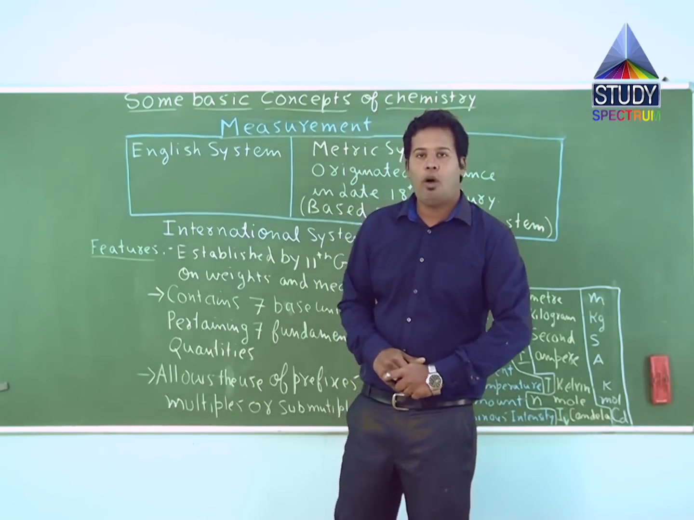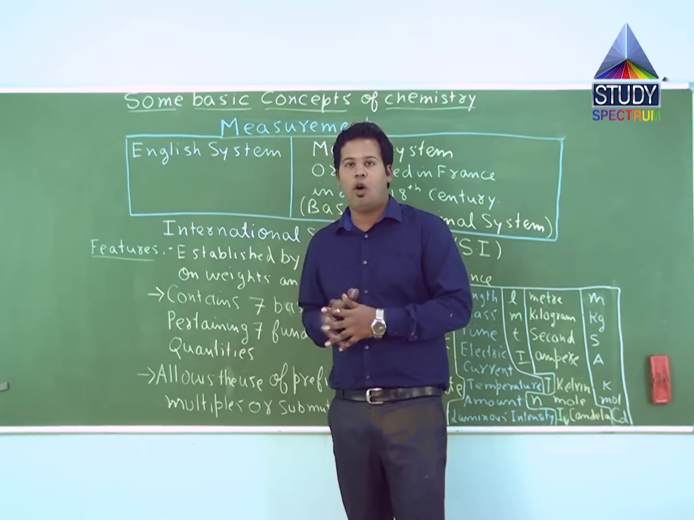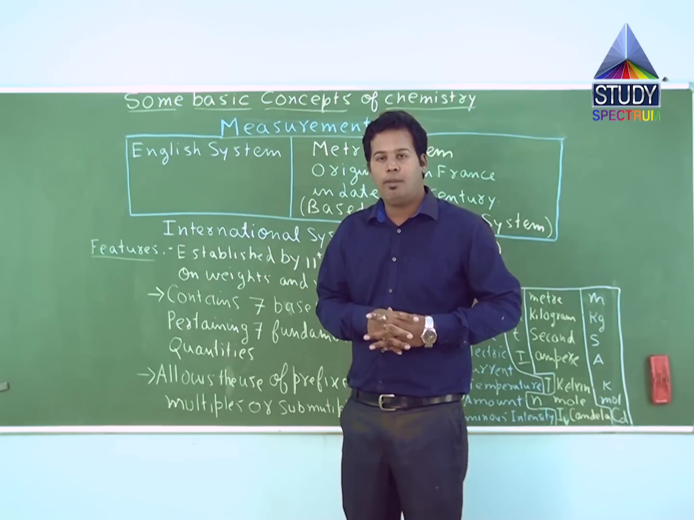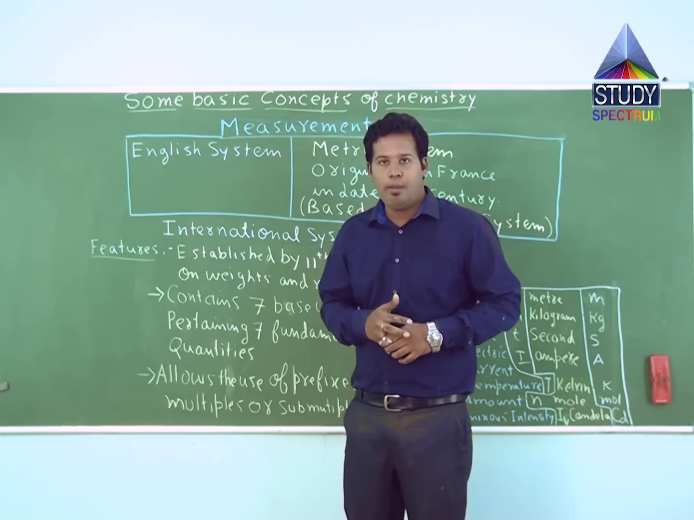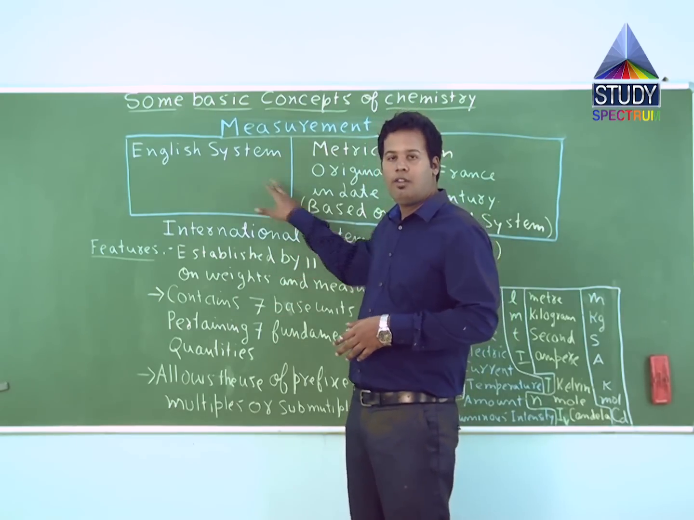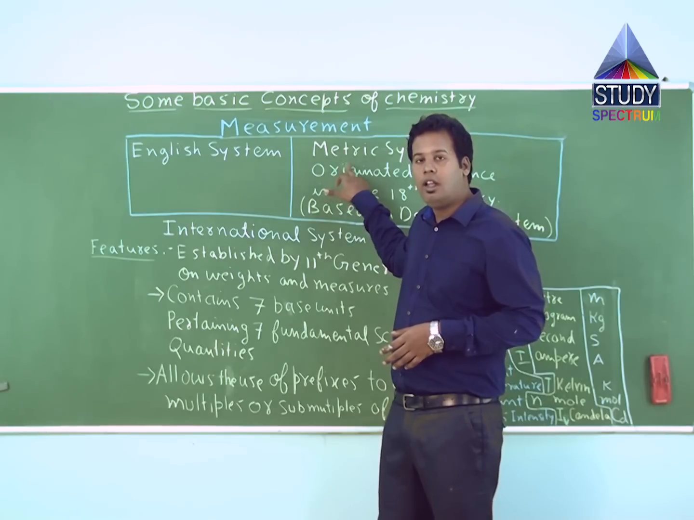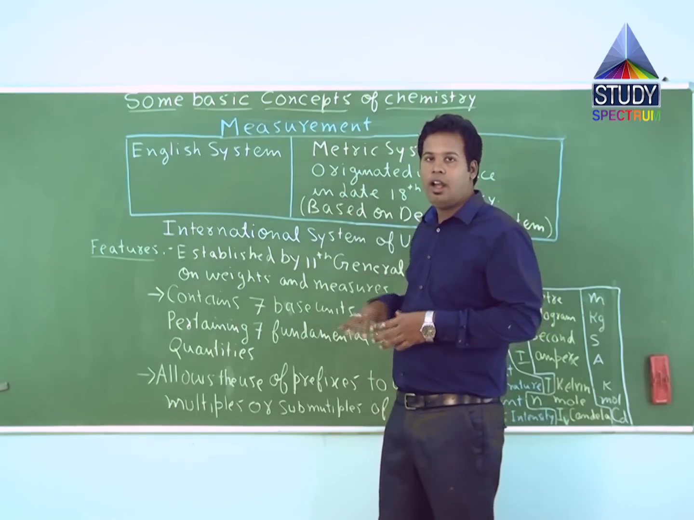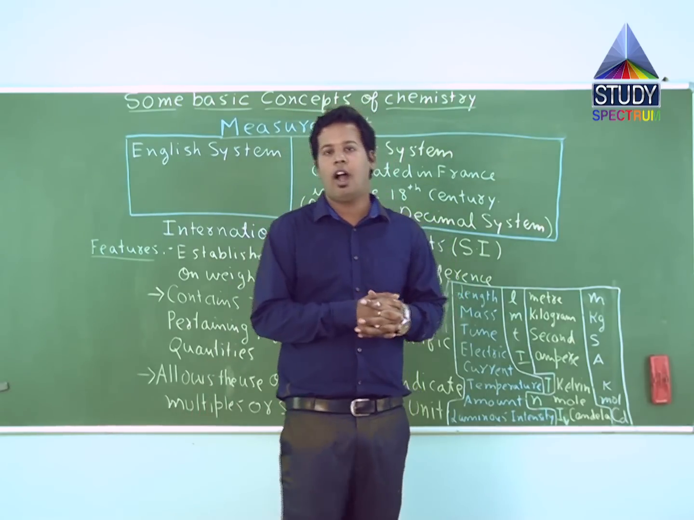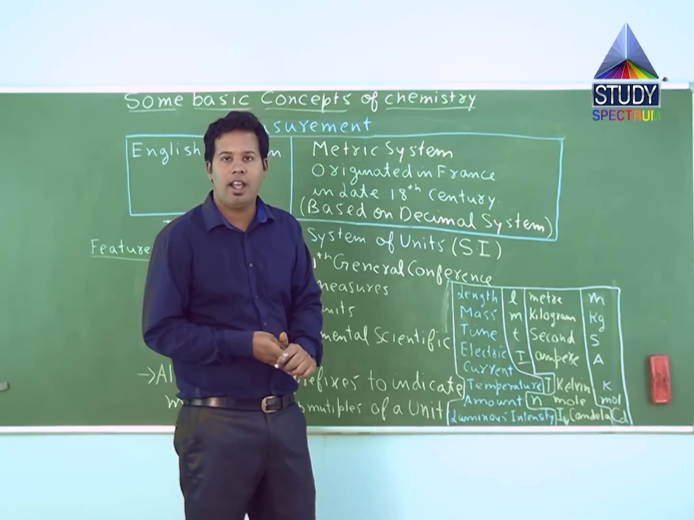So when we talk about properties of matter, there are certain properties which are supposed to be measured, which come into the quantitative aspect of matter. A quantitative measurement is represented by a number followed by the unit in which it is measured, and we have the SI system. Earlier we had the English system and metric system. Metric system originated in France in the late 18th century and it was based on the decimal system. It was far more convenient than the English system, but a common system was required, and in 1960 came the international system of units, also called SI units.